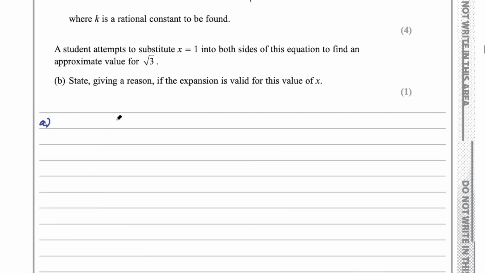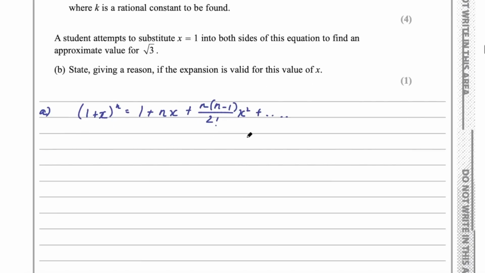So for part A we need the binomial expansion, and for 1 plus x we have this formula. So for 1 plus x to the power of n, we have 1 plus nx, where x represents whatever is in this space here, not just the x by itself, plus n times n minus 1 all over 2 factorial multiplied by x squared, and that keeps going. We only need it for the first 3 terms, so that's all I'm going to write.